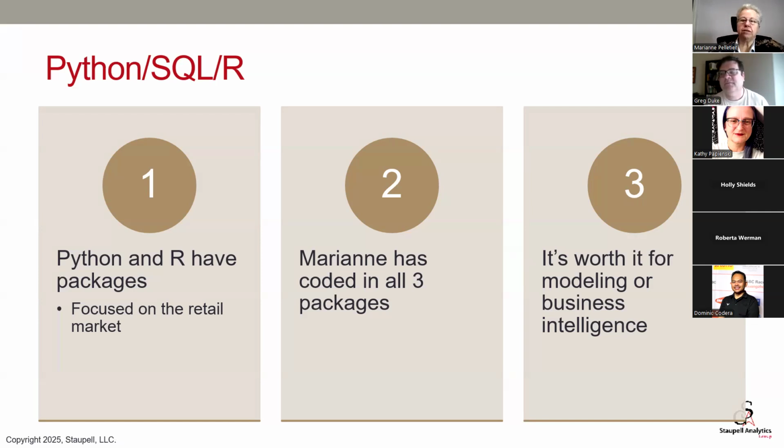If you're talking about modeling, you're going to model in Python, you can build the RFM scores in Python. It's just a matter of setting up bins, right?